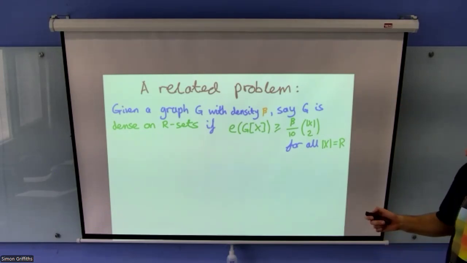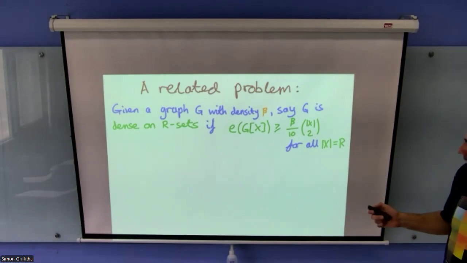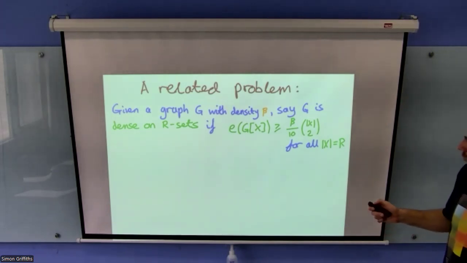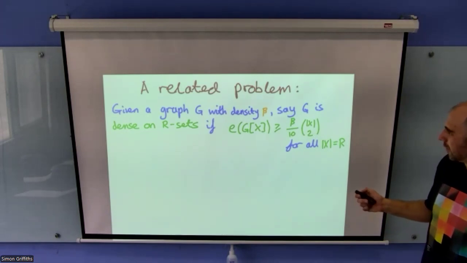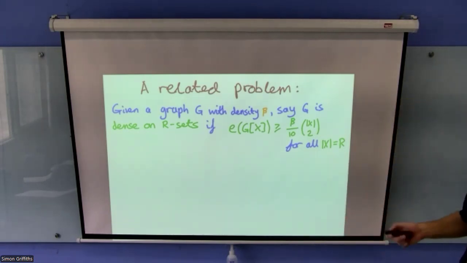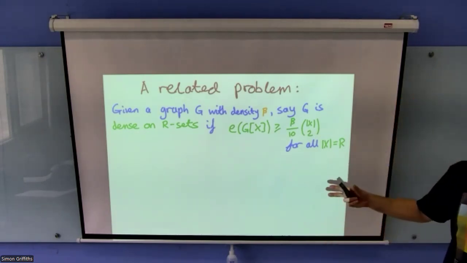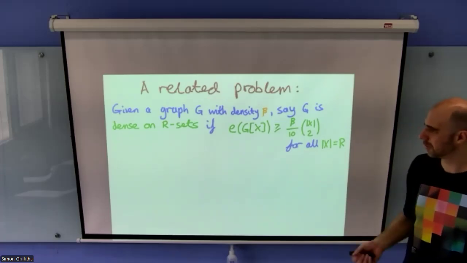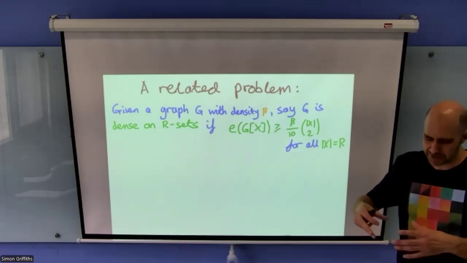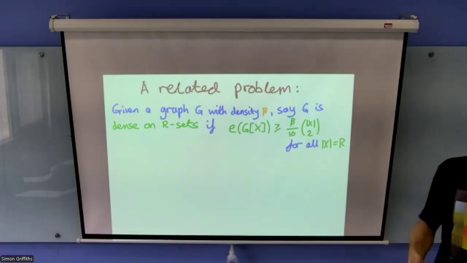And let's have a definition. Given a graph with density beta, let's say G is dense on R sets of size R, if when you restrict G to any set of size R, the density there is at least a tenth of the original density. It's a slightly arbitrary definition the way I've done it, but it gives you the idea. So you're dense on root n sets if whenever you zoom into root n vertices, the density within those is still a tenth of the original density.